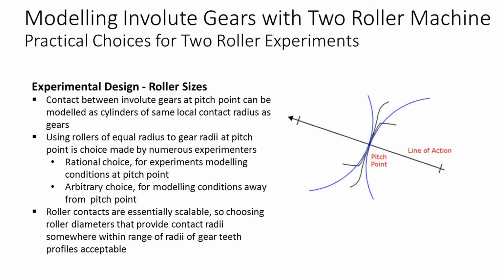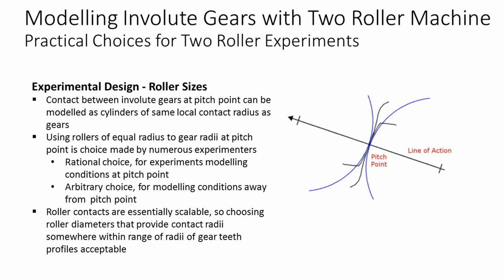Now to some practical choices. It is important to state that there are no established and proven test configurations or test parameters for modelling gear contacts in a two-roller machine. Hence, there's no proven right or wrong answer. However, experiments based on sensible estimates and rational choices are likely to be more meaningful than randomly chosen test parameters.